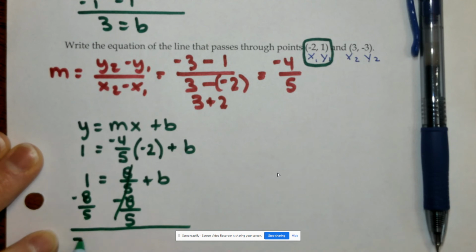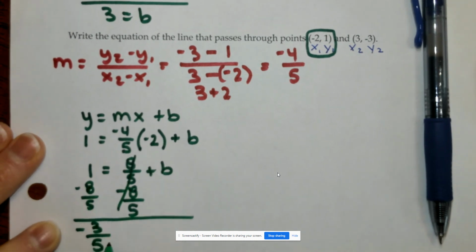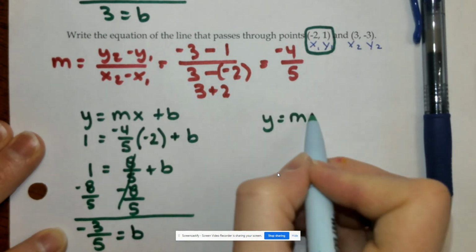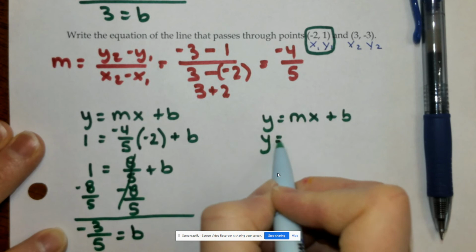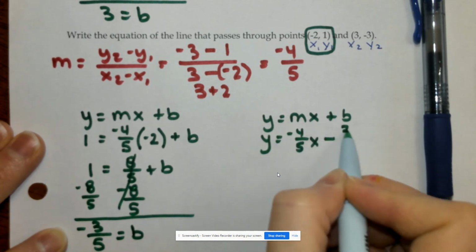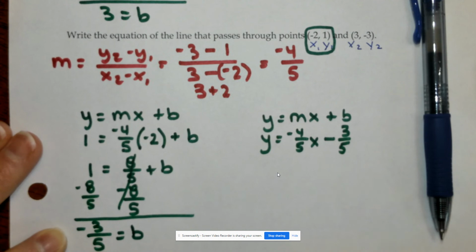And that is -3/5. Remember, 5/5 would have been a whole. So I took away a whole, and then I still had to take away another 3/5, equals b. And that gives me everything I need. Now I have my slope, which was -4/5 with x. And then instead of plus b, I'm going to write the minus 3/5. I could do plus a negative 3/5, but that's not any easier.